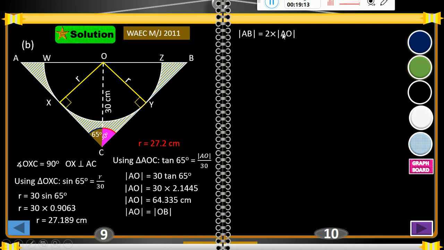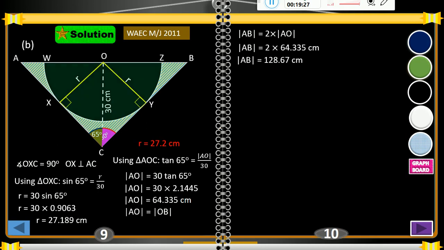So I decided to choose AO. Then that gives us 2 times 64.335. On evaluation, we have 128.667 centimeters. Now the area of the semicircle is being highlighted.